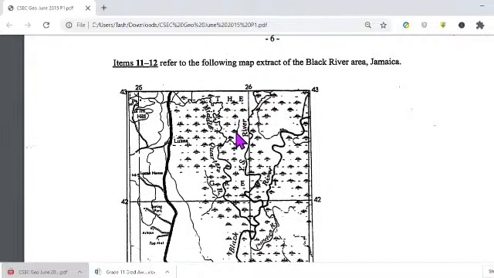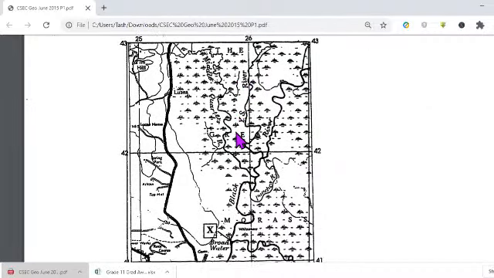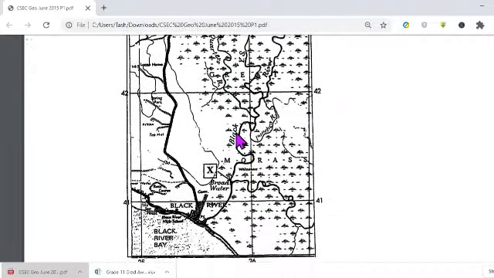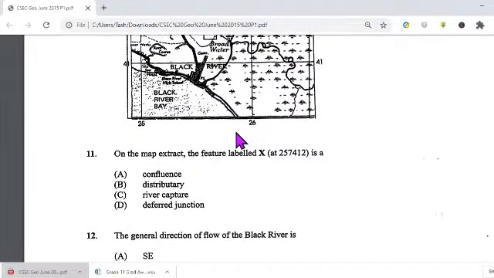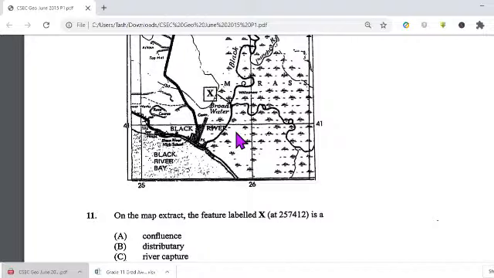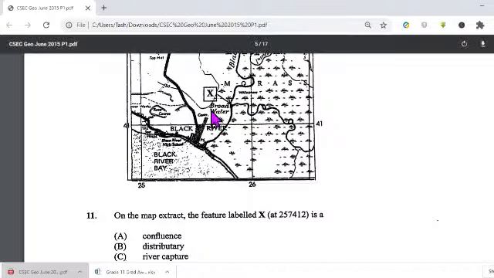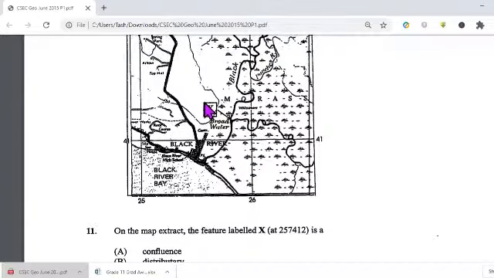Items 11 to 12 refer to the following map extract of the Black River area in Jamaica. On the map extract, the feature labeled X, and it gives you the six-figure grid reference for X so that it's easier for you to find, is A. So here we are, X. We saw this question again. You can remind me of the past paper that we saw it on. I can't remember, but we saw this question before.